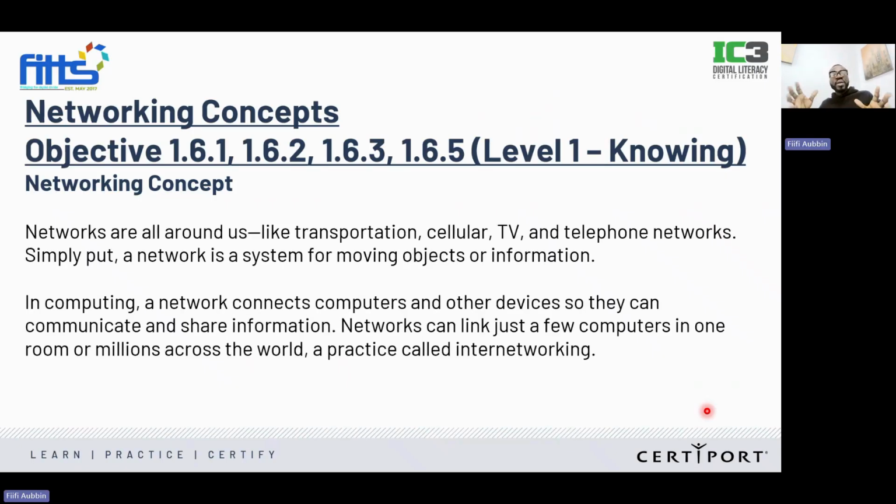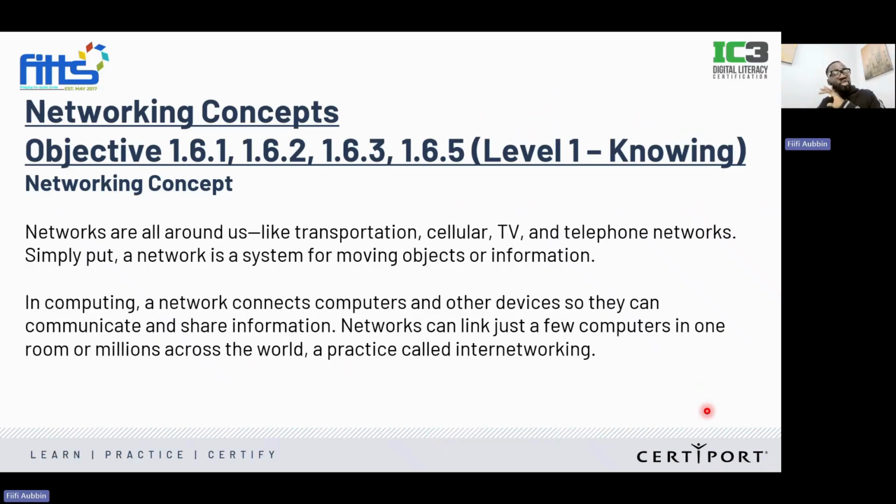So we see that networks are all around us, like transportation, cellular, TV, and telephone networks. Simply put, a network is a system for moving objects or information, and as individuals, we do have connections. So we have a network of people. You need something, you go through your contacts, you call, you follow up with someone, then it's provided to you. So in computing, a network connects computers and other devices so they can communicate and share information, and that is what this is all about.